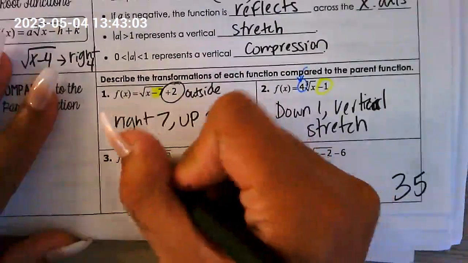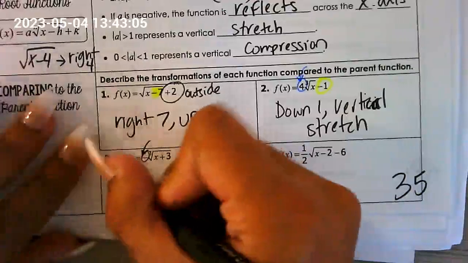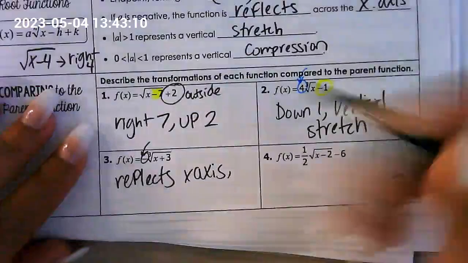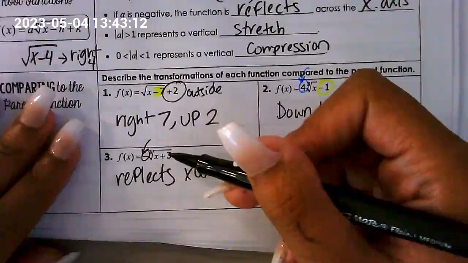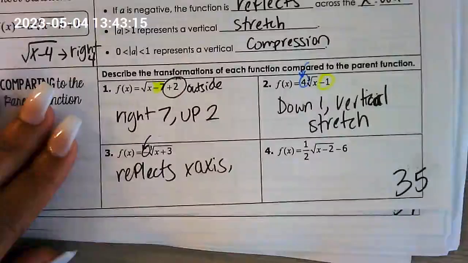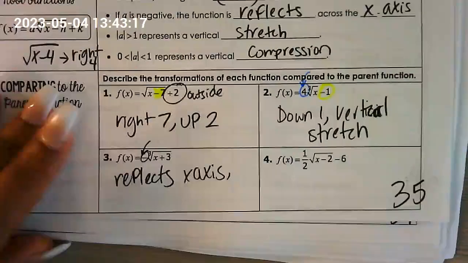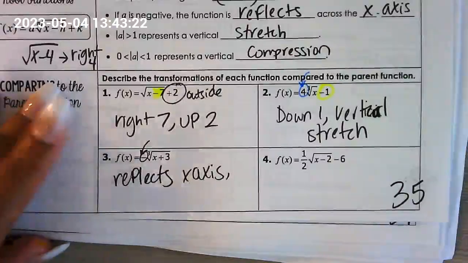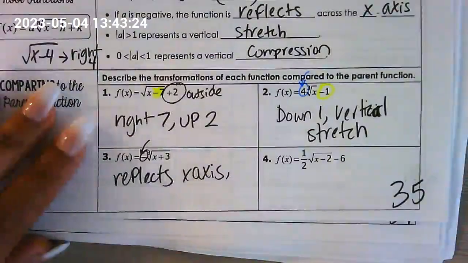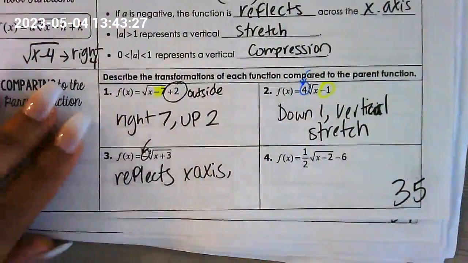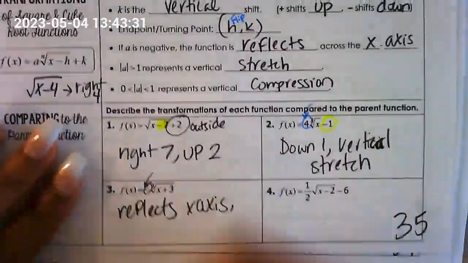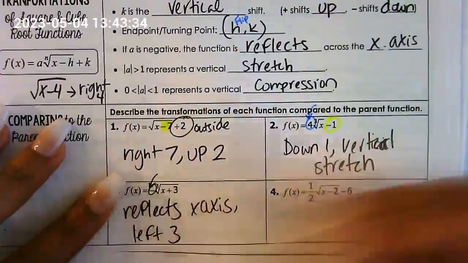This one, what does the negative in the front mean? It reflects over the x-axis. And then this one, the 3 inside. Is that left 3 or right 3? Opposite of what you think. So left 3 or right 3? Guess. It is left.